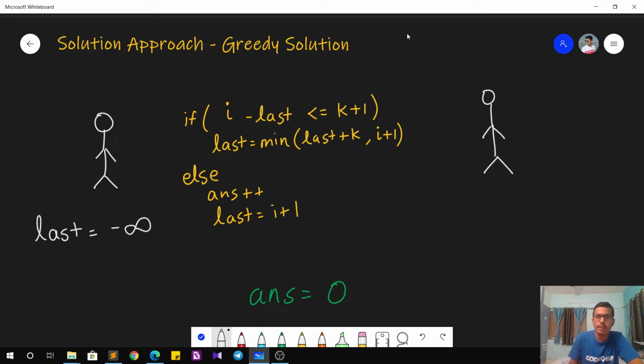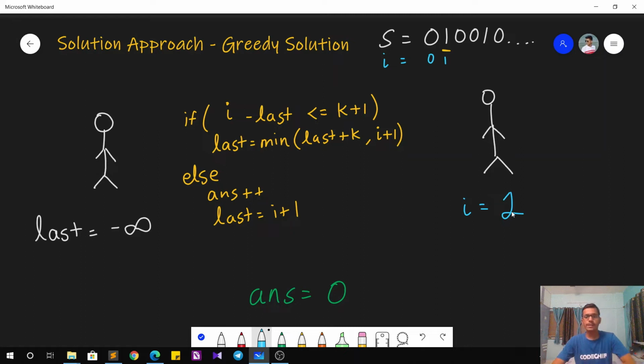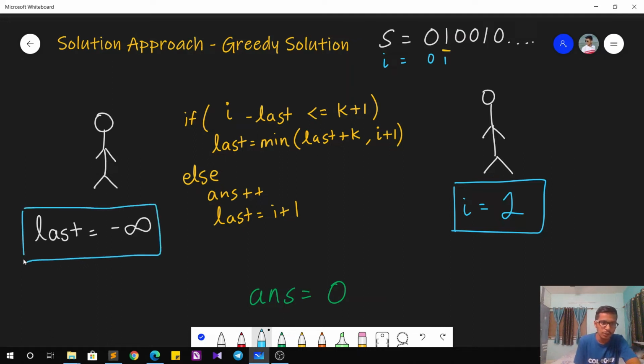Okay, so let's say the given string was something like 0 1 0 0 1 0. So when you encounter the very first person, let's say the index, I am using zero based indexing, so this is index 0, this is index 1. So index I is going to be 1, right? So what we will check is the distance gap between the last person and the current person. The current person is standing at I equals 1. The last person is standing at minus infinity. So the gap is quite big. It means that I cannot include my current person in the last person's group. These two people cannot be friends in simple terms.